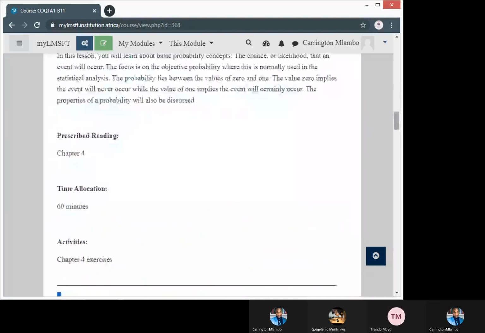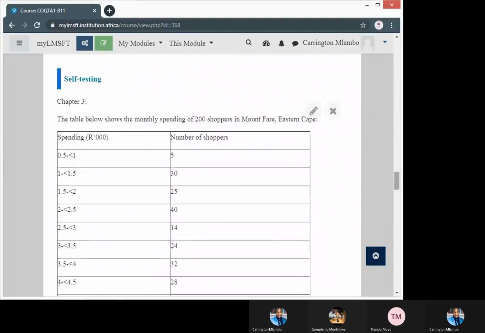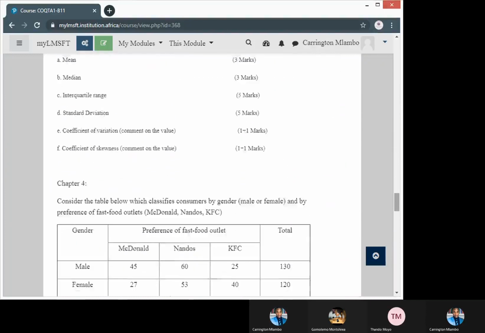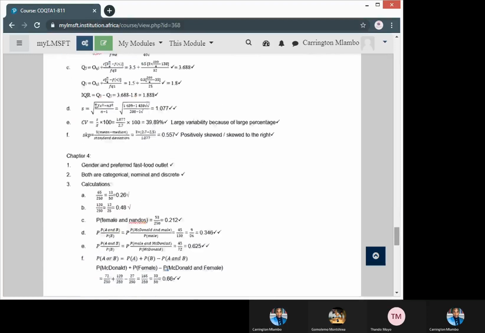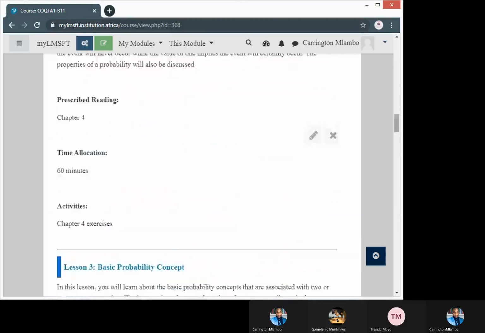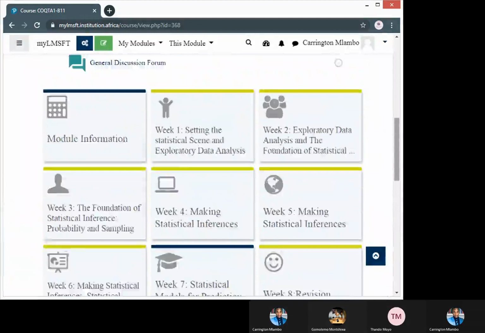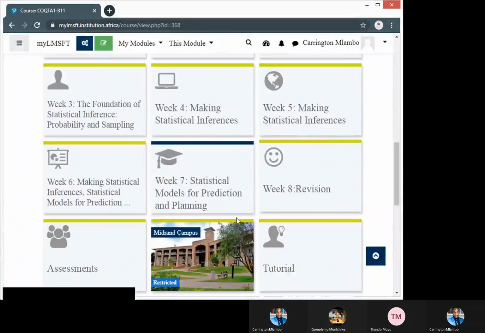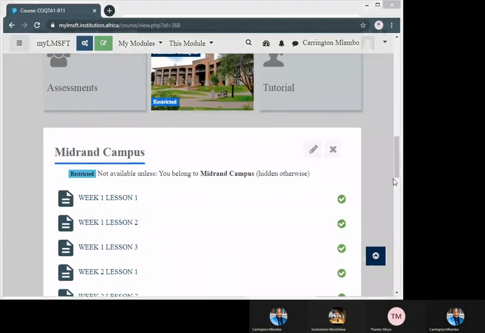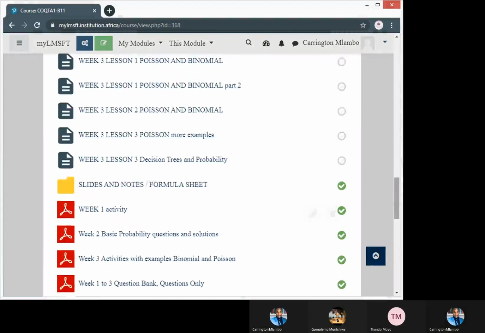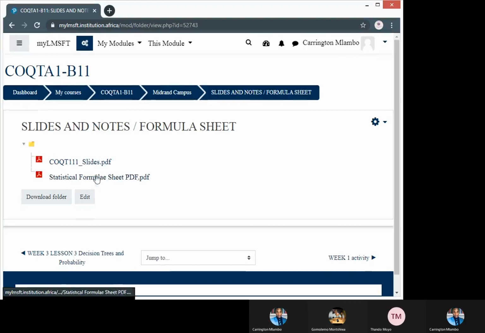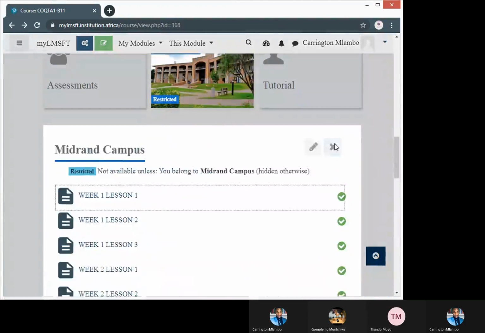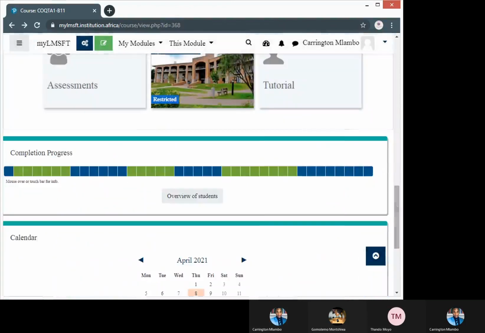If you go to week 2, at the end, there are also examples. You see for your grouped data, you calculate everything, and for your cross tabulation table and the solutions. So make sure you utilize this. Once you are done, then you can go also to the mid-run page. There are other extra activities for you to practice. And I've already put the slides here and the formula sheet. The slides and the formula sheet. So these things are there for you to be able to practice.